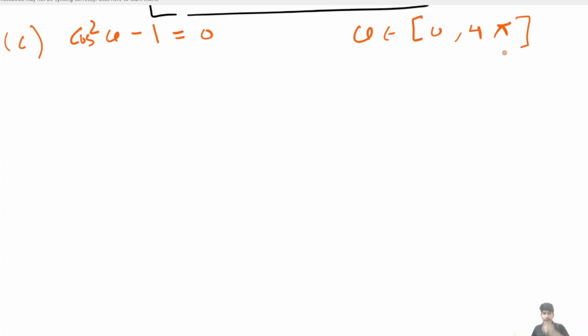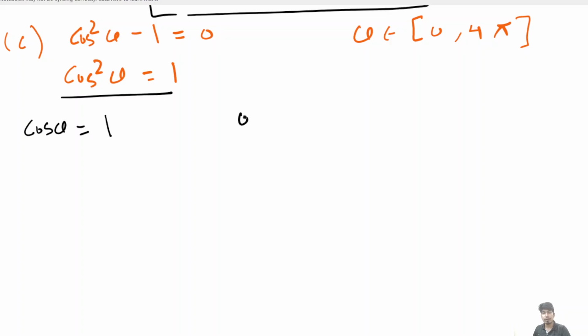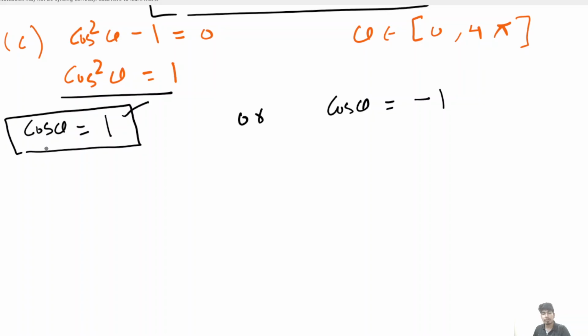The next question is the C part: cos square theta minus 1 is equal to 0, and theta belongs to 0 to 4 pi. Okay, students. Then cos square theta is 1. If we solve this equation, cos square theta is 1, then what are the possible values of cos theta? Cos theta is either 1 or cos theta is minus 1. If cos theta is 1, then theta in 0 to 4 pi can be 0, 2 pi and 4 pi.